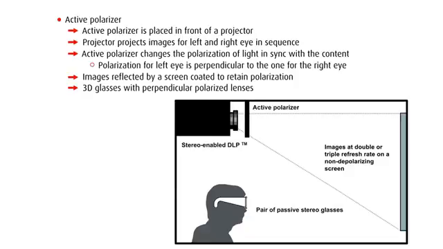For this system to work, the images need to be projected at double or triple speed because each eye needs to be fed enough images to get the impression of a smooth motion. This can only be achieved with DLP projectors.